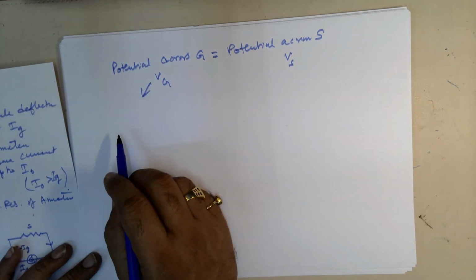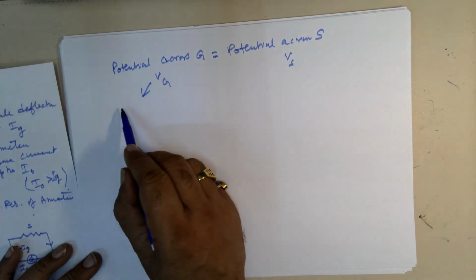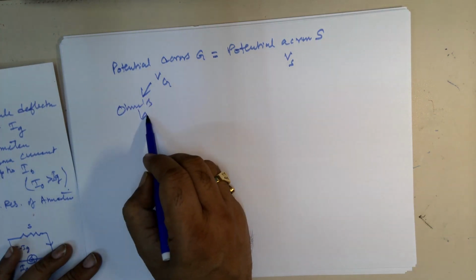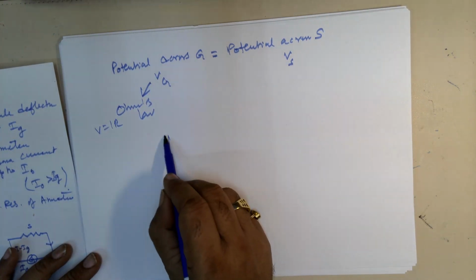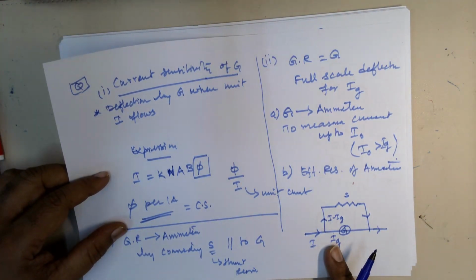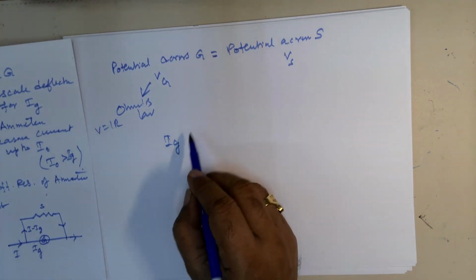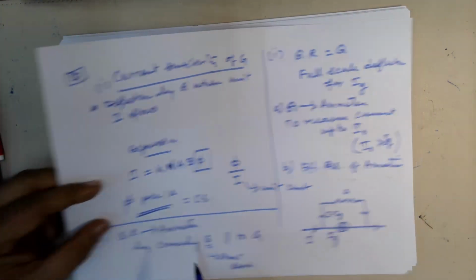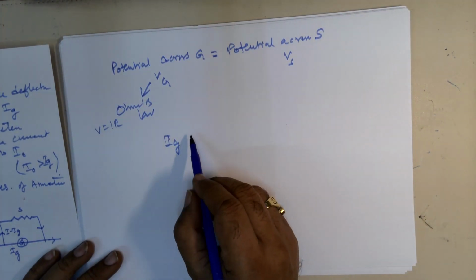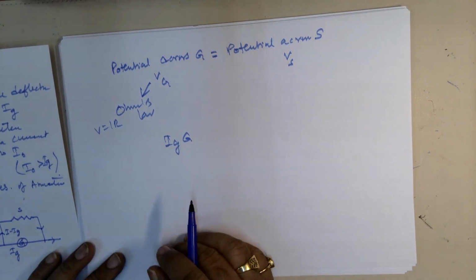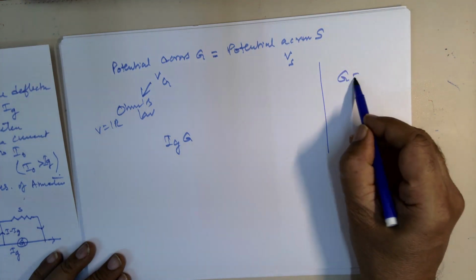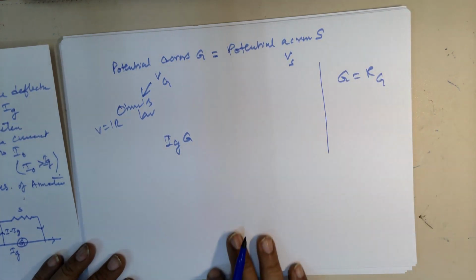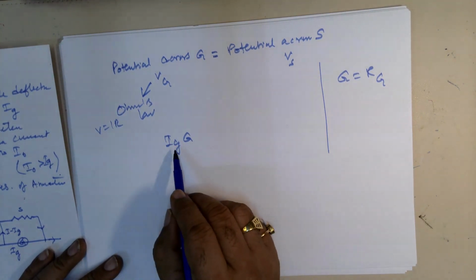And you can apply once again Ohm's law. So what is Ohm's law? V is equal to IR. So in terms of current, Ig. Why Ig? Because Ig is the current passing through the galvanometer, and you multiply by R. What is R here? That is the galvanometer resistance. You can simply put G. You can call it RG or G, both the same. So I am simply representing Ig into G.